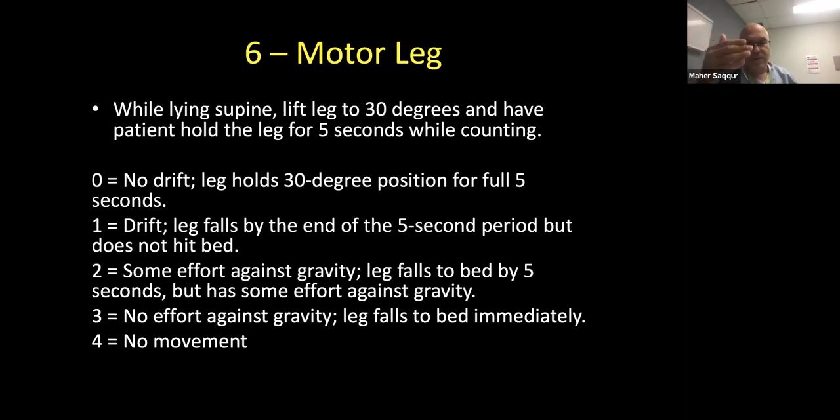So very much a 0, 1, 2, 3, 4 scale in the leg, like the arm. However, for the arm, straighten your arm for 10 seconds, whereas for the leg, straighten your leg for 5 seconds. You do it for both legs, and you do it for both arms.